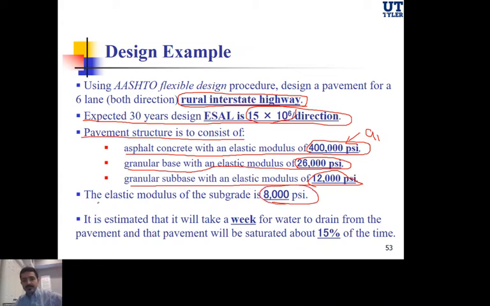And the very last information needed is that it's estimated it will take a week for the water to drain from the pavement surface and that the pavement will be saturated about 15% of the time. Why is this information important? Because this is what's going to trigger for us the drainage coefficient values, m2 and m3. So having a week to drain, and full saturation for 15% of the year.